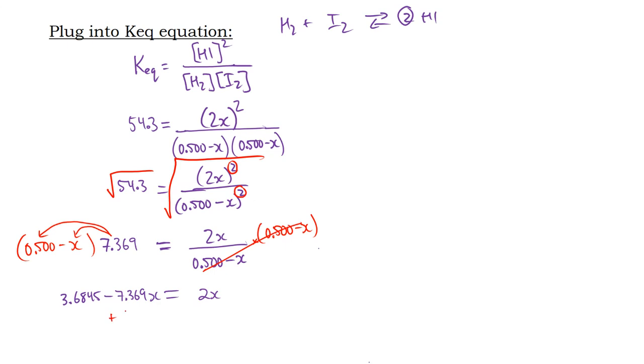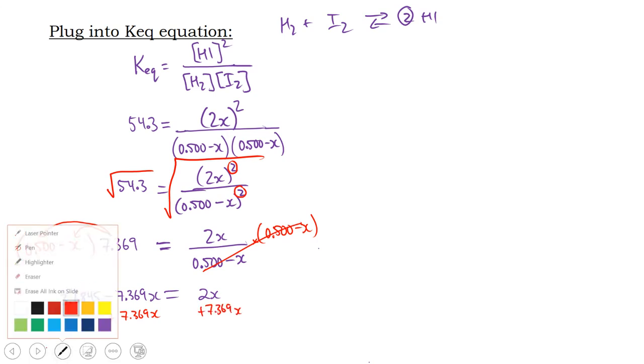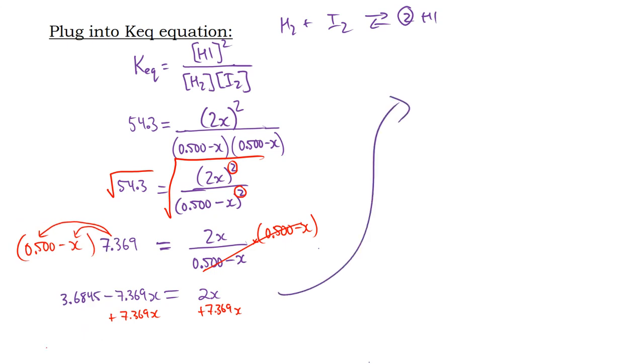Again, you've got options. I'm going to add 7.369x to both sides. So on the left-hand side, I've got 3.6845. On the right-hand side, I now have 9.369x. And finally, I can divide both sides by 9.369. All of that was just to get x.